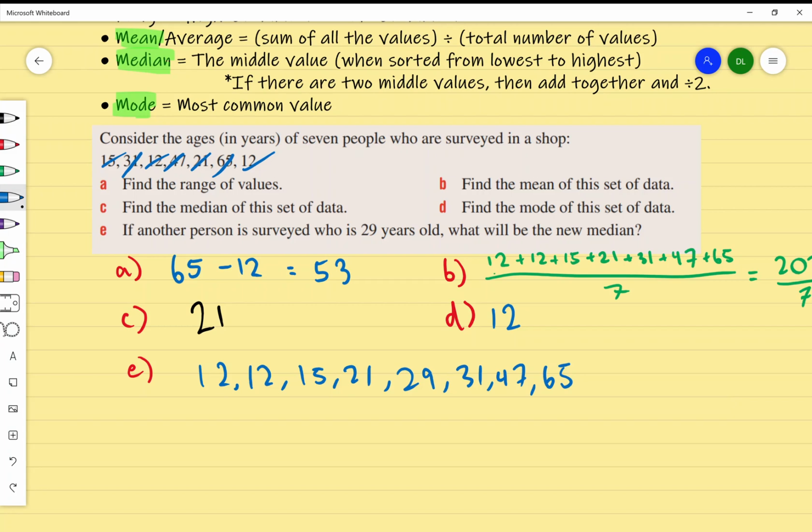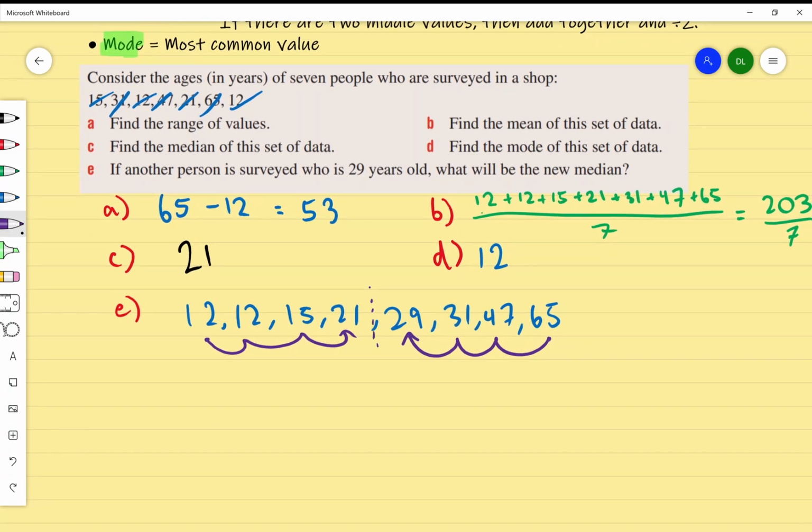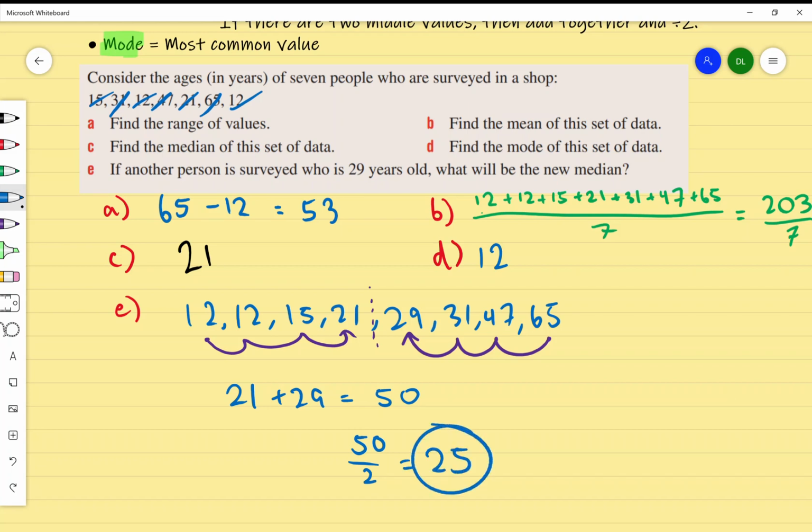The question is asking for our new median. Remember, our median is the middle value, so we'll do the same thing. We'll go backwards. I'm going to go 1, 2, 3, 4. 1, 2, 3, 4. And you'll notice that the number we're looking for is in between these two numbers here, because there's no number in between, is there? So I add the numbers together, 21 plus 29, which gives me 50, and then I divide 50 by 2, which gives me 25. And so the new median is now 25.